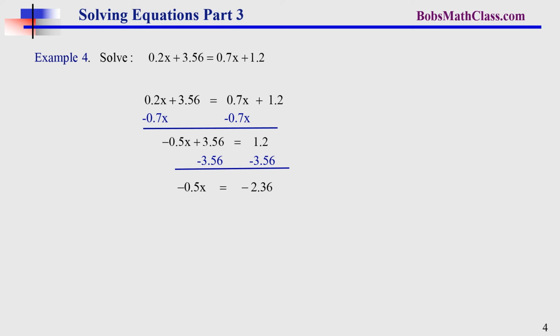Okay, now divide both sides by negative 0.5 and you should get 4.72. Okay, so even if you have decimals, it's still the same steps, not to worry.